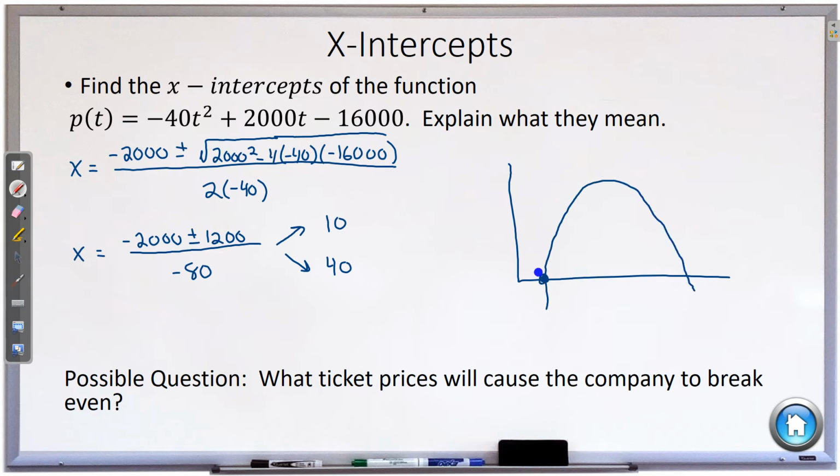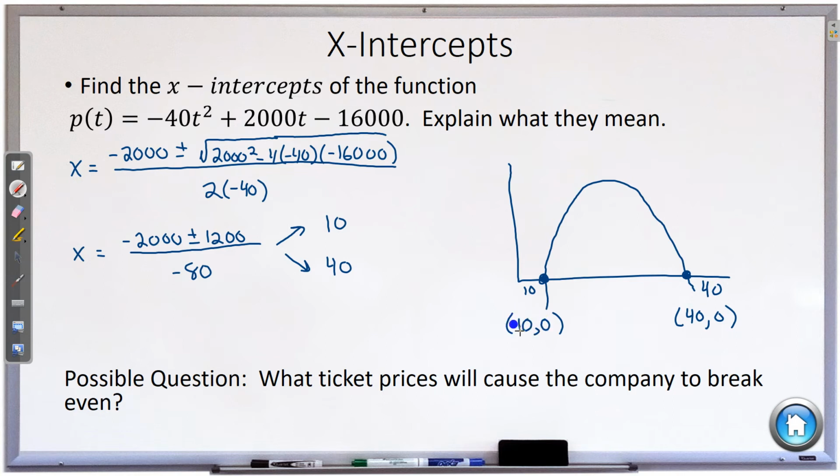The first x-intercept is at 10, and the second intercept is at 40. So remember, those are points. Our first one is (10, 0), and the second one is (40, 0). Those are our x-intercepts. So the x value, which in our function we have as the letter t, is the ticket price, and the second one is the profit.